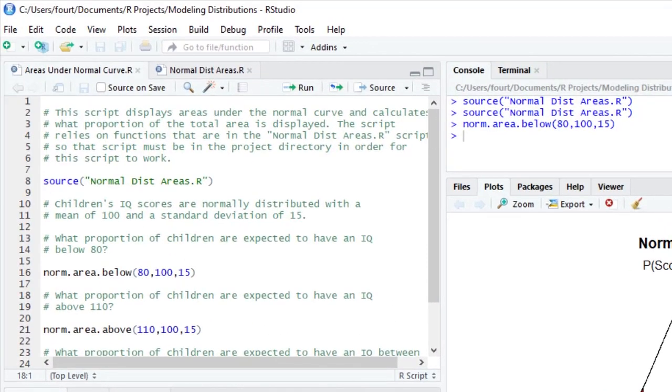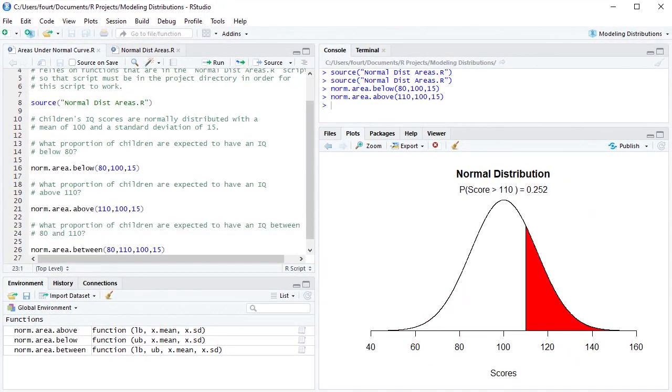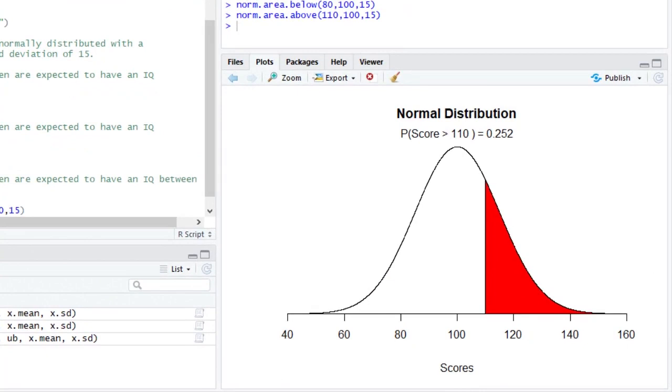What proportion of children are expected to have an IQ above 110? This time I will use the function called norm.area.above. Let's run this. Again, I see the area under the normal curve that corresponds to scores above 110. I also am given the information that this area is 0.25 or about 25% of the entire distribution.